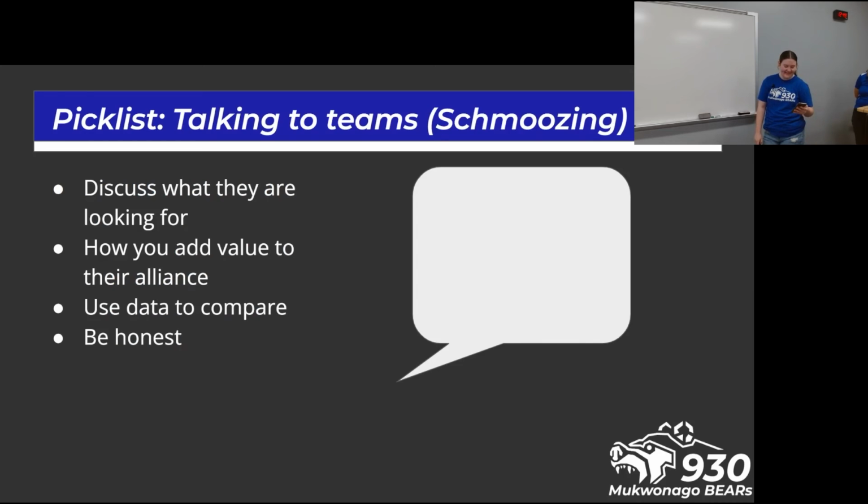And then let's talk about our last thing, which is a very fun aspect of pick lists. Let's talk about schmoozing. So maybe your pick list is done and now it's Saturday morning and you're ranked sort of low and you want to get picked by a high team. You want to talk to the teams that you want to get picked by. So discuss what you value to their alliance. This is called schmoozing. It's like team flirting or networking with the higher teams you want to get picked by.